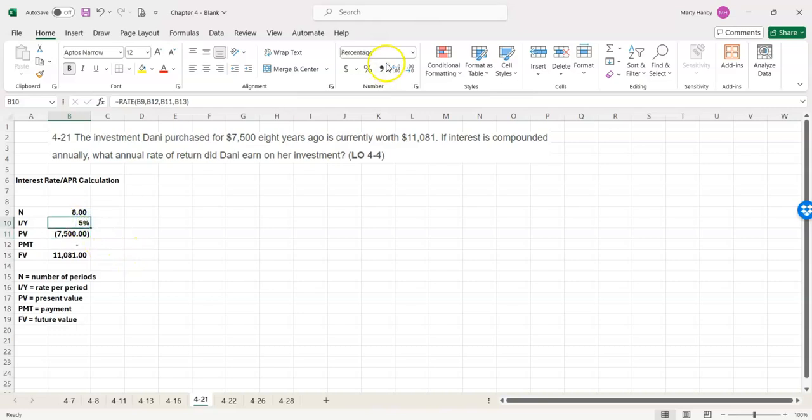So that looks like 5%. So she did earn a 5% rate on her investment for the past 8 years.